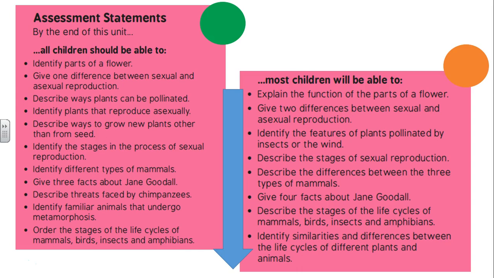Here are some of the assessment statements that you will cover throughout this unit of work. Starting at our surface level, we have the green circle. These are the objectives and targets that all of you should be able to do by the end of the unit of work. Moving a little bit deeper in our learning to the orange circle of assessment statements. These are slightly trickier than the ones in green, which most of you should be able to aim for.